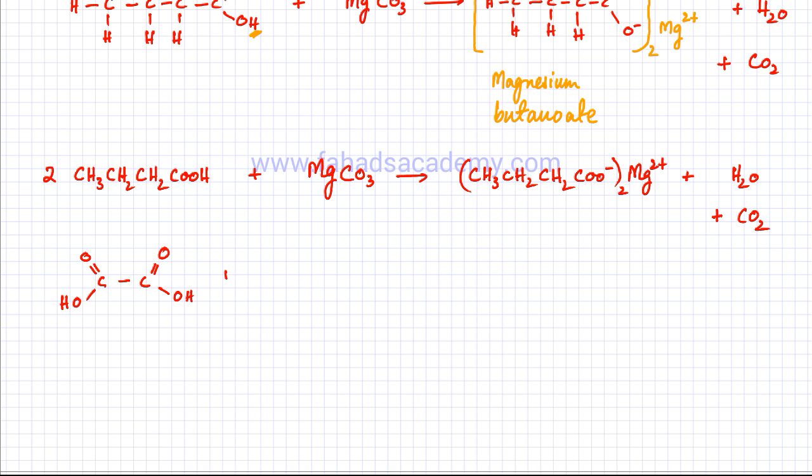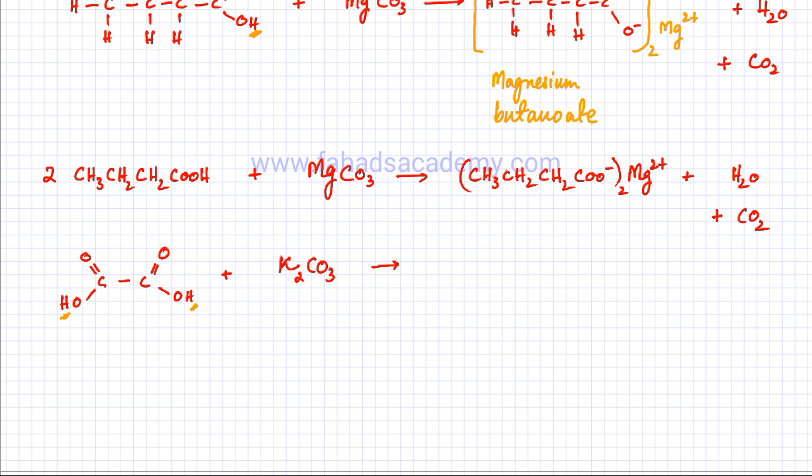I'm going to react it with, let's say, potassium carbonate. K is in group 1, and carbonate CO3 has a 2- charge. Now again, the salt is going to be produced in exactly the same way. What's going to happen is that the carboxylic acid is going to lose its hydrogen ions, and they're going to get replaced by potassium.